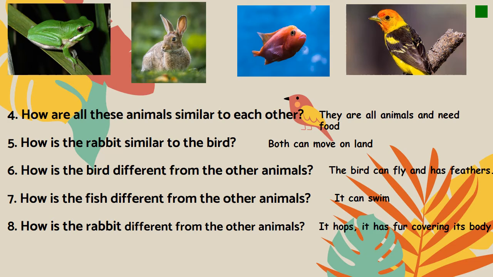Number 7. How is the fish different from the other animals? The fish can swim. Can the bird swim? No. So how is the fish different from the other animals? It can swim. Number 8. How is the rabbit different from the other animals? It hops or jumps and it has fur covering its body.